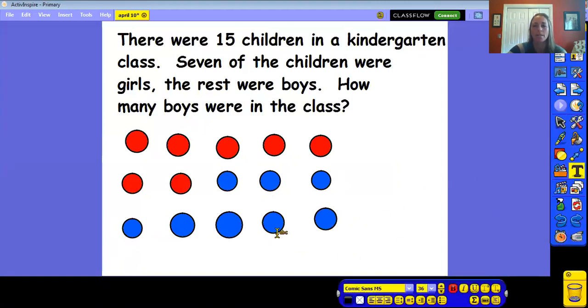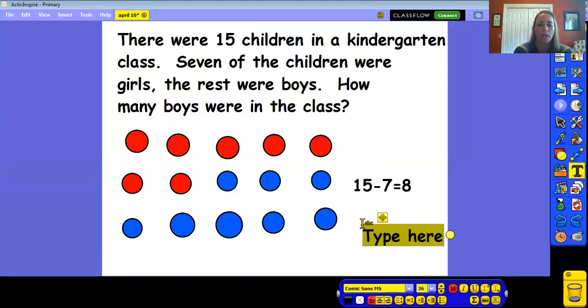Now I want to write a sentence to match this. So my sentence is going to say 15, because that's the whole, minus the 7 girls is 8. And the answer is, how many boys were in the class? 8 boys. Okay, so that's how we model a question like that.